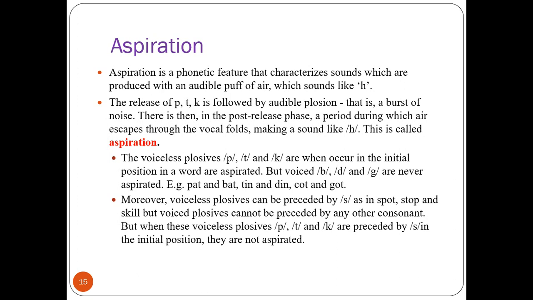So the voiceless plosives p, t, and k, when they occur in the initial position in a word, are aspirated. But voiced sounds b, d, and g are never aspirated. This is what you have to remember. This is the first and foremost feature. That's the first classification: aspiration is a feature associated only with the voiceless plosives, or stops.